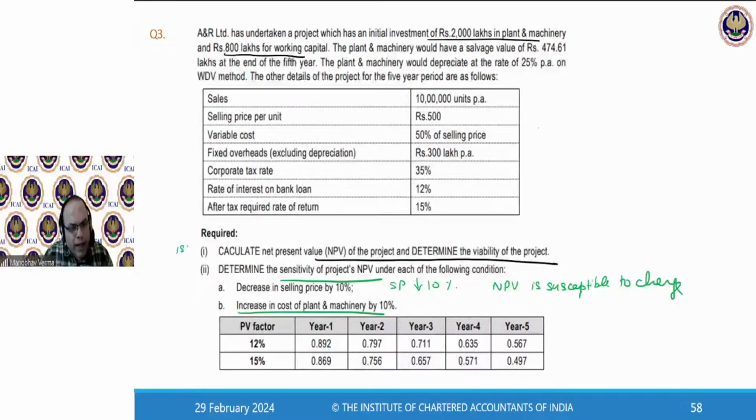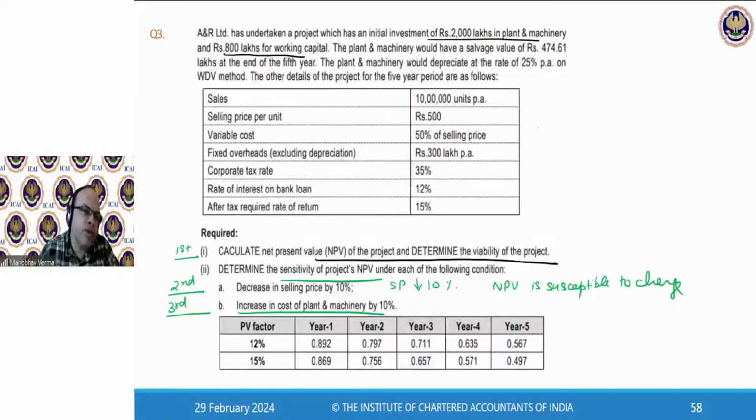We have to first calculate NPV as per the current situation. Then the second time you have to increase or decrease the selling price. And the third time you have to calculate again. So these are more like independent questions. In option 2B, you will only increase the cost of plant and machinery and not do anything else. In option 2A, you're only decreasing the selling price and nothing else. For example, let me show you.